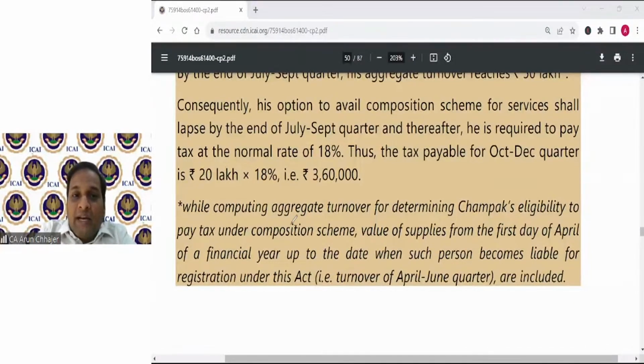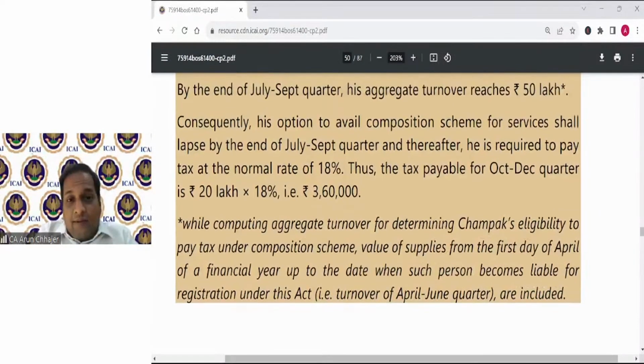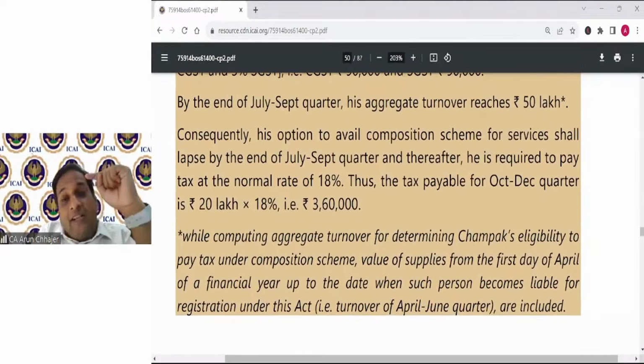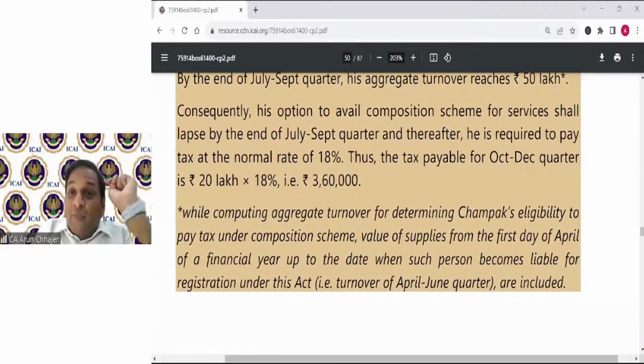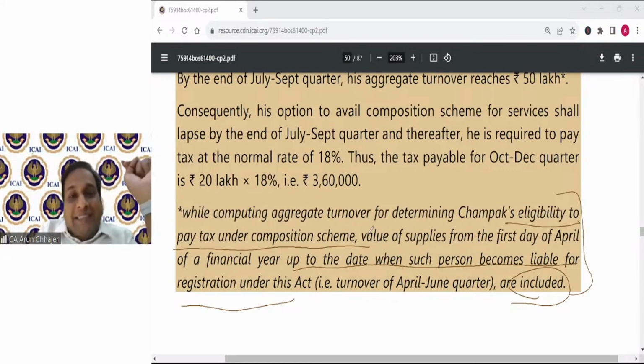While computing the aggregate turnover for determining the eligibility to pay the tax under composition, value of the supplies from the first day of April up to the date when such person becomes liable are included. See, बड़ा confusion है ना. At one place it is saying it is being included. At one place they are saying it is not being included. Which place they are saying included? For determining the eligibility to pay the tax under composition.